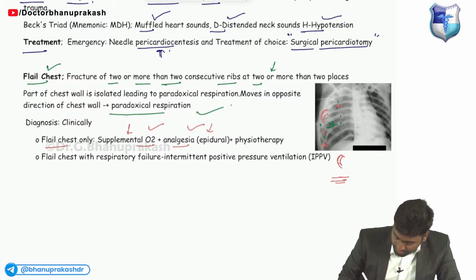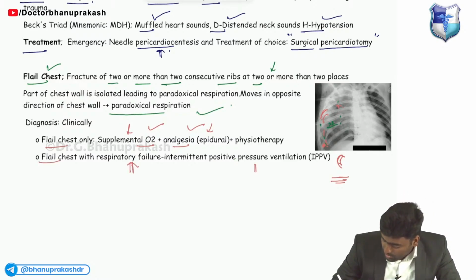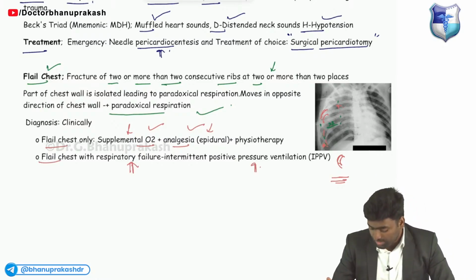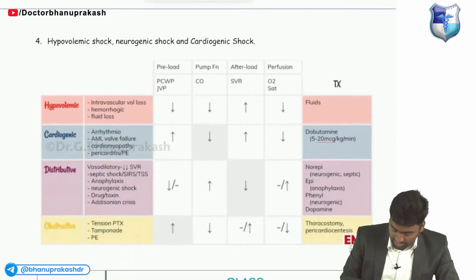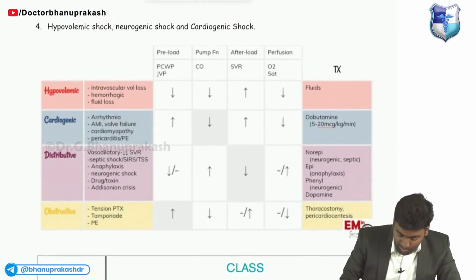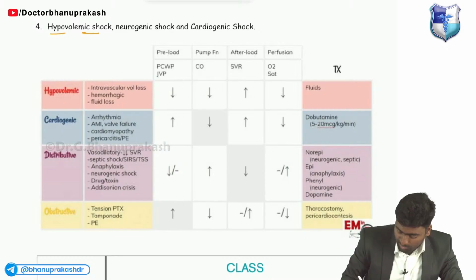And in the case of flail chest which is going into respiratory failure, what will we give? Positive pressure ventilation, like BiPAP, CPAP. Okay? Yeah, good. Then we'll move on to the next part, which is hypovolemic shock. Next, about hypovolemic shock differentiation.